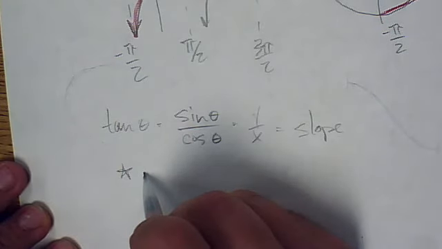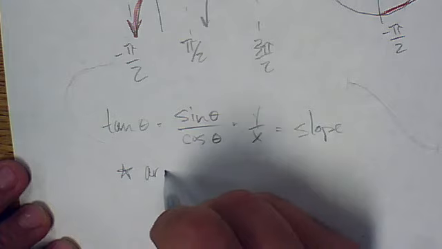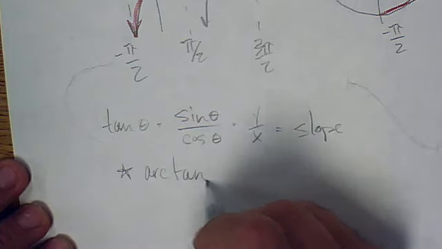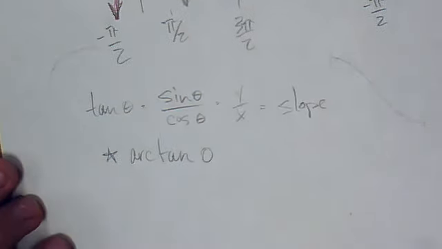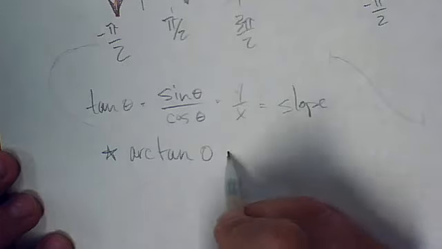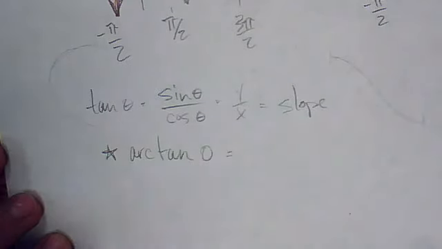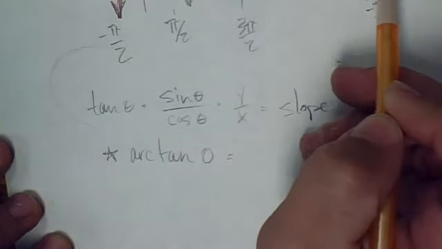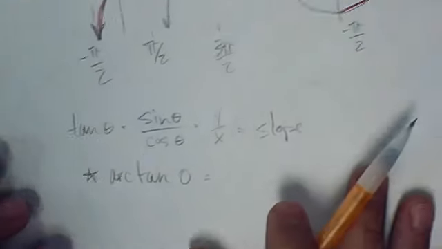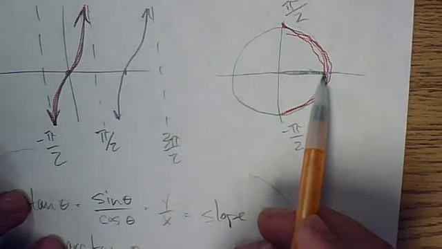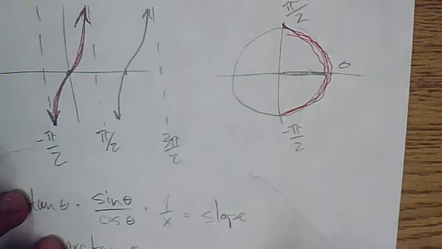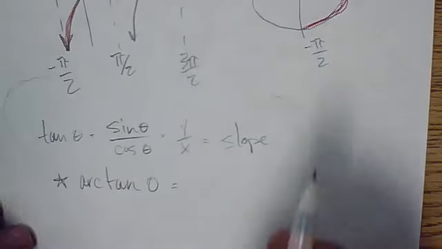So if you see a problem like this, where you're finding the arctan of 0, that's asking at what angle is the tangent 0, or at what angle is the slope 0. Well, the slope is 0 right here at 0. It's a horizontal line.